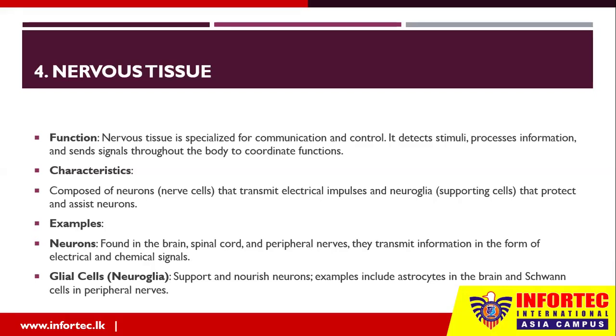Therefore, we can say nervous tissue is specialized for communication and control, right? So this nervous tissue detects stimuli, maybe from internal or external changes in the environment, and processes that information. And then it sends signals through our body to coordinate functions, right?